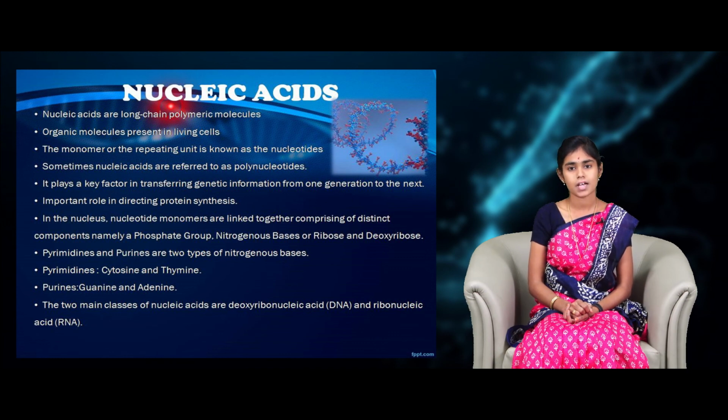Based on this, they are classified into deoxyribonucleic acid and ribonucleic acid. And nitrogenous bases are classified into two types. They are purines and pyrimidines. Purines are composed of adenine and guanine, whereas pyrimidines are composed of cytosine and thymine.